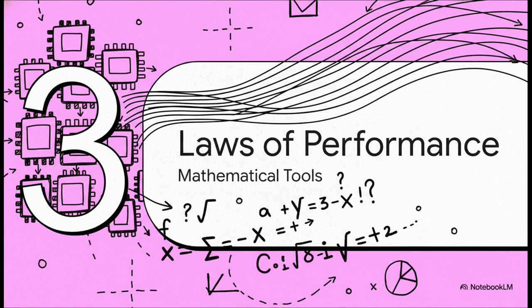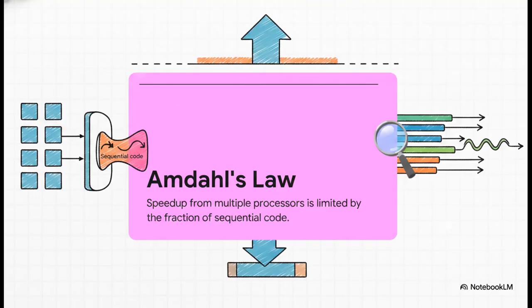Moving on to Section 3, the laws of performance and the mathematical tools we use. So we shifted to multi-core and parallel processing, but how do we actually know if those parallel solutions work in practice? We need a reality check. First up is Amdahl's law. Coined by Gene Amdahl way back in 1967, this law provides an absolutely crucial reality check.